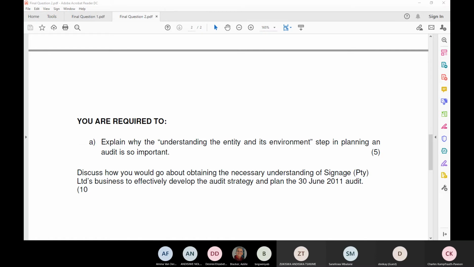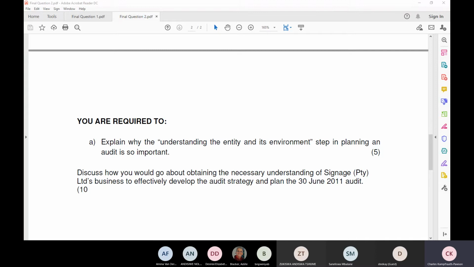Can I try, Charles? Yes. It's important to understand the entity in order to identify the risk of material misstatement at the financial statement level and the assertion level. 100%, definitely.